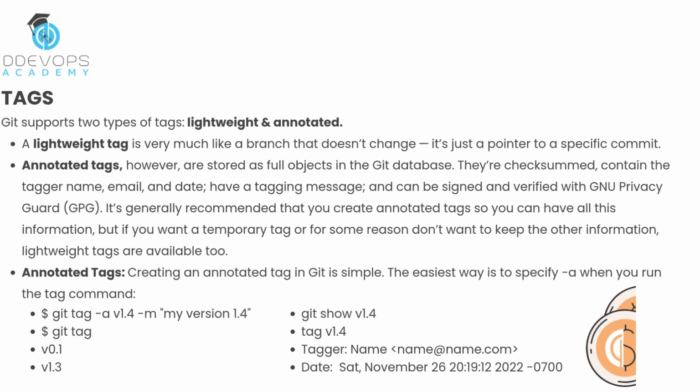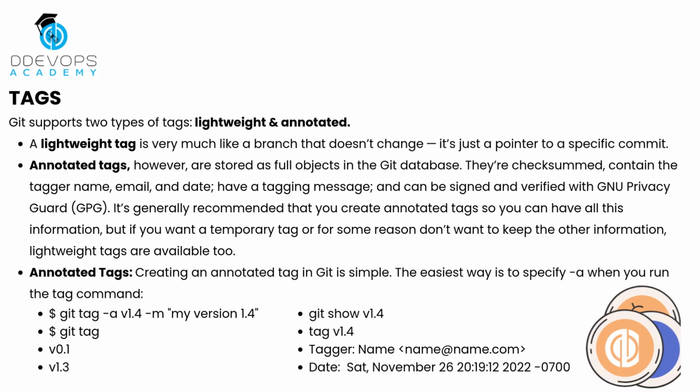Git supports two types of tags, lightweight and annotated. A lightweight tag is simply a pointer to a specific commit, like a branch that doesn't move. An annotated tag, however, is a full Git object. It includes metadata like the tagger's name, email, date, and a message. It can even be signed with GPG for verification. To create one, use git tag -a v1.4 -m "my version 1.4". Annotated tags are ideal for marking release versions with a traceable history.